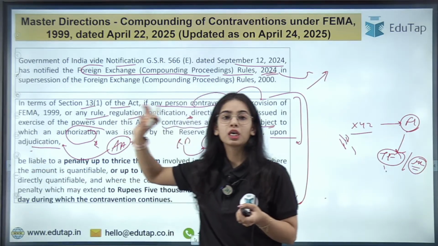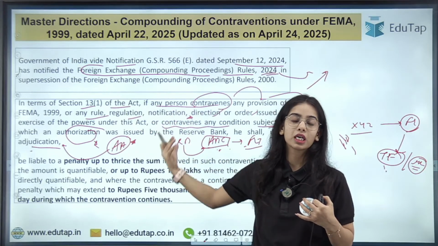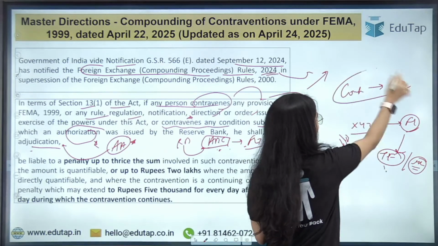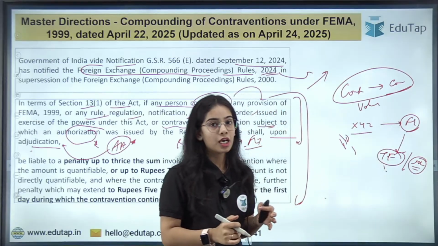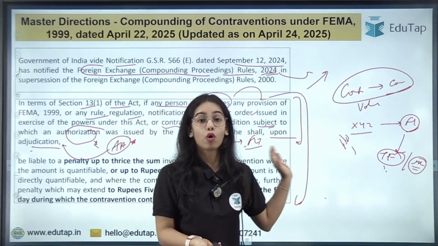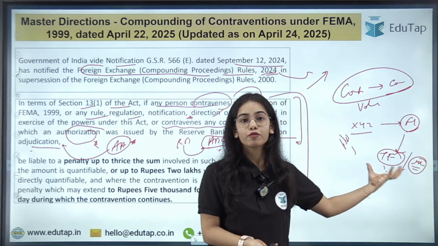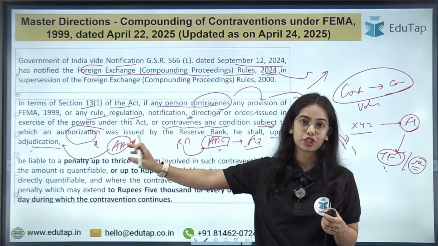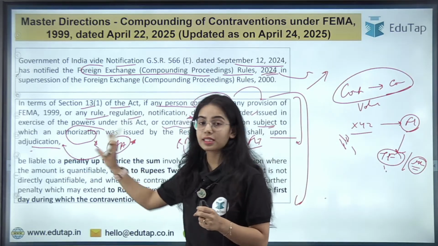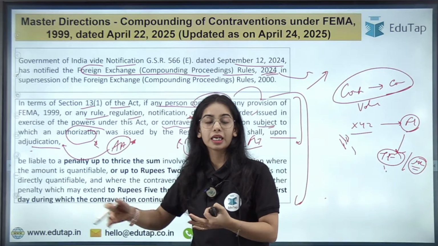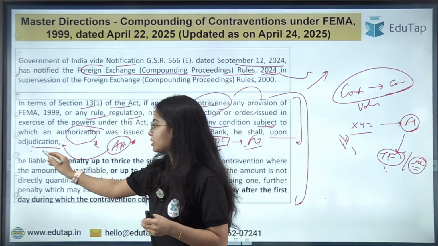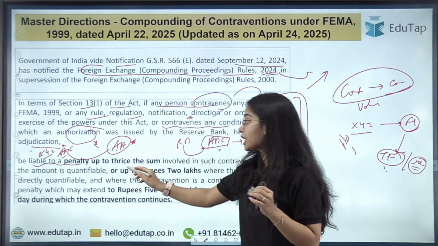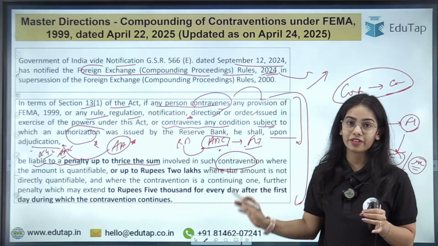In the case of adjudication, where the breach is very big, compounding of contravention only happens when there is voluntary acceptance of the mistake. But let's say the person has not voluntarily accepted the mistake, or the person is engaged in very harmful activities like terrorist financing and such. In that case, the adjudicating authority will be involved to do the adjudication. Now, when the adjudicating authority is involved, the person that has done the mistake will be liable to a penalty up to thrice the sum involved in such contravention.